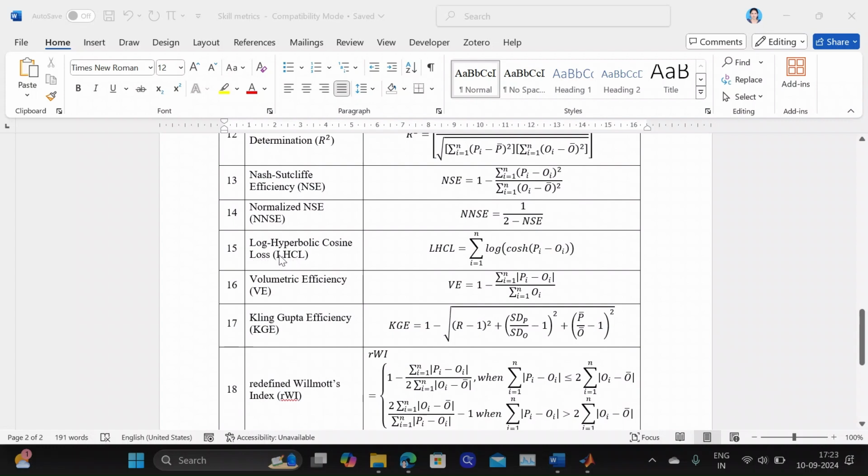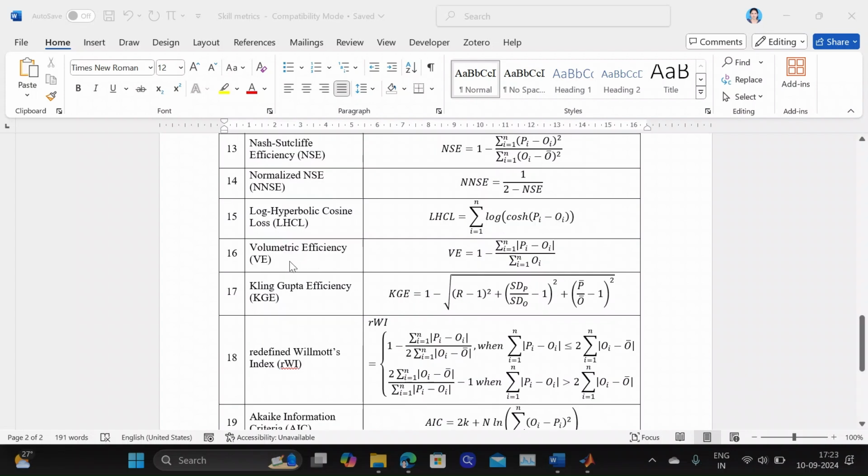Now, the 15th metric is log-hyperbolic cosine loss. So this is a kind of loss function. The formula is summation of log of the hyperbolic cosine, as the name says, of the error term, Pi minus Oi.